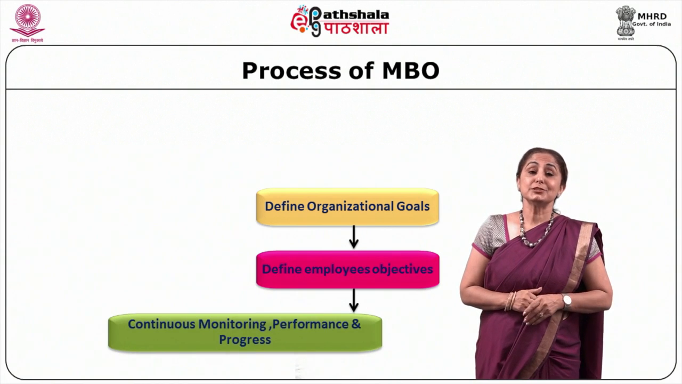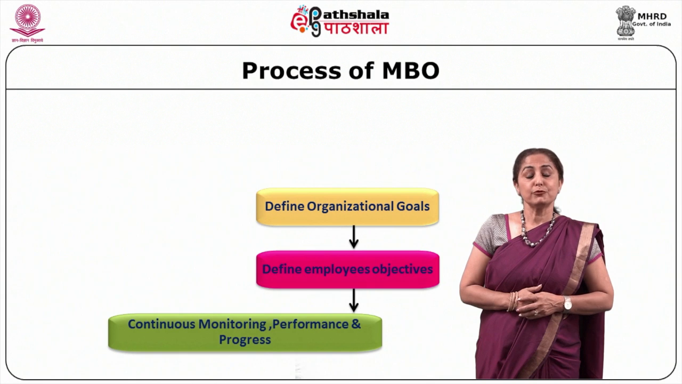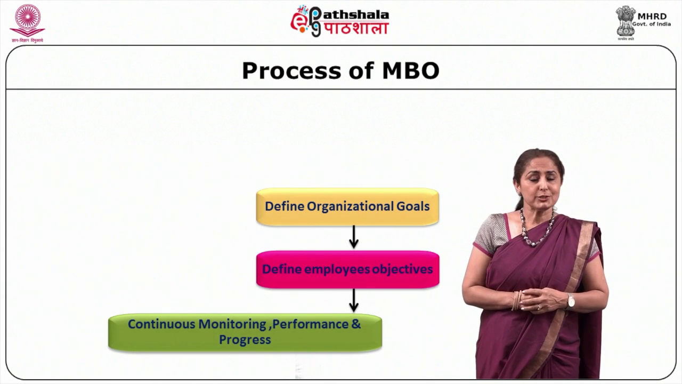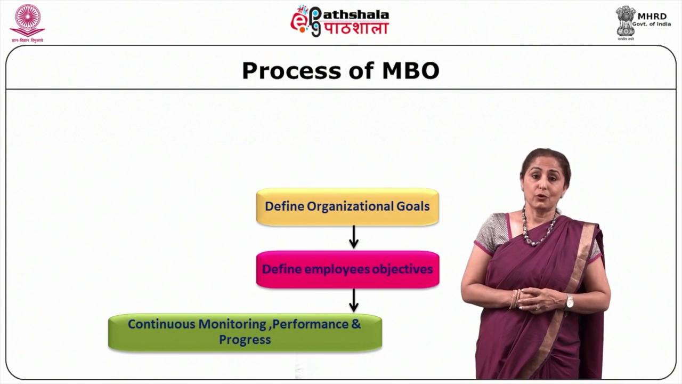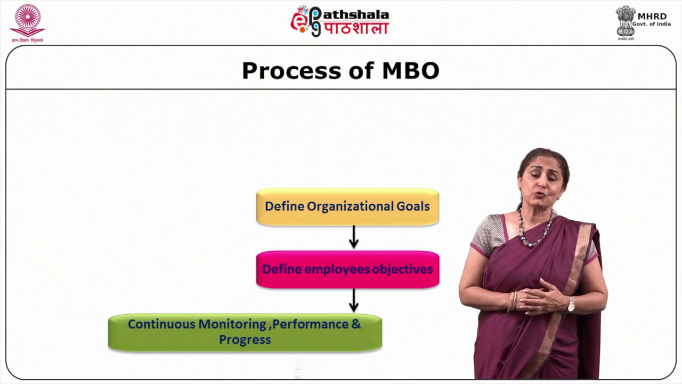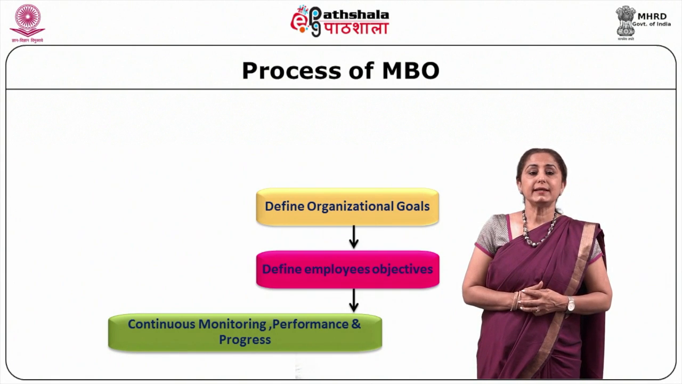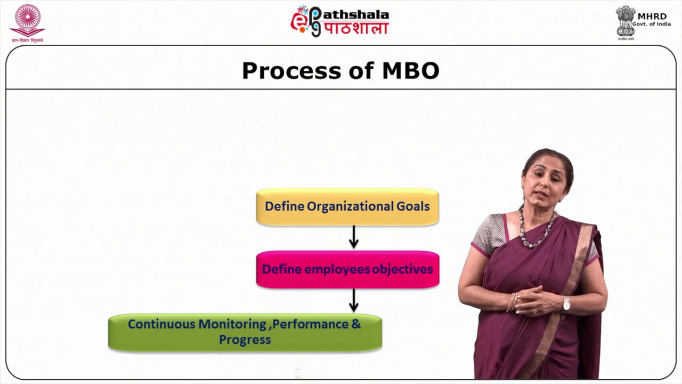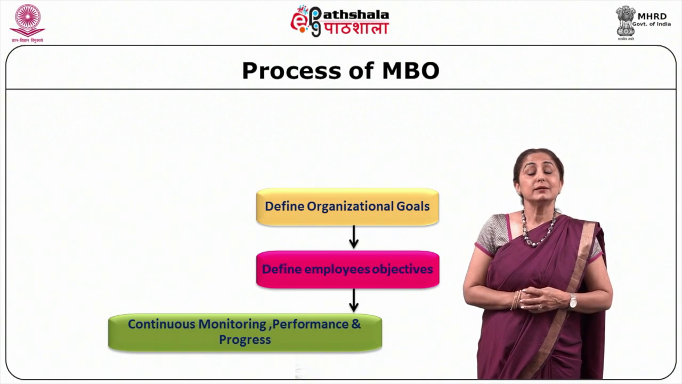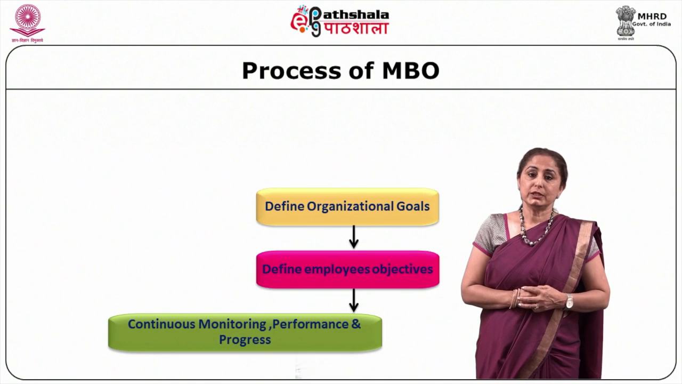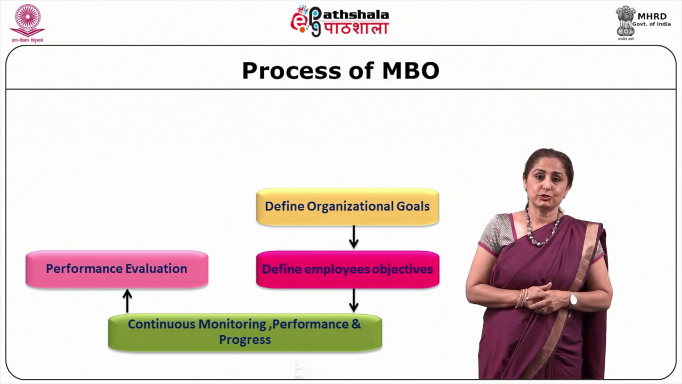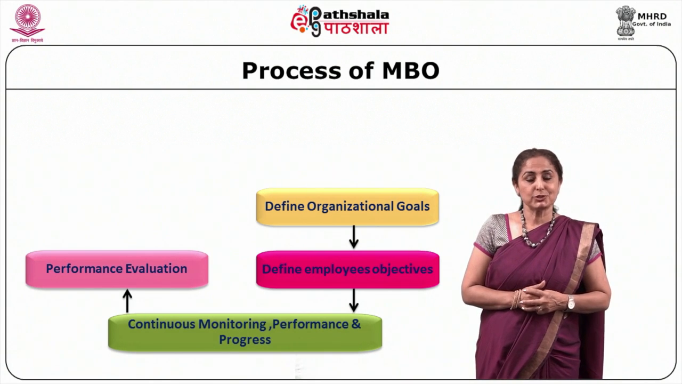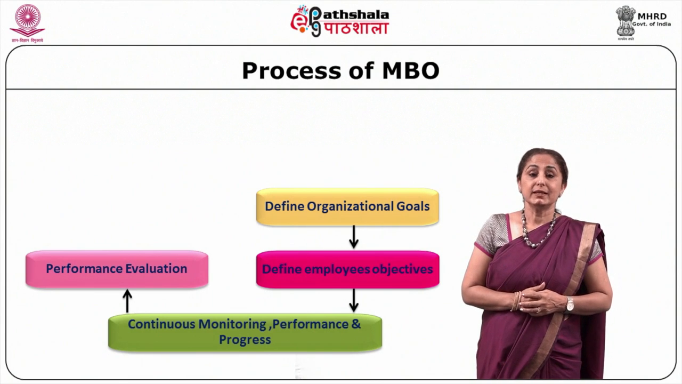The next step is the continuous monitoring of the performance and progress. The manager would very closely examine and monitor the progress of his employees. There would be some control measures that have been predetermined, and he would constantly motivate as well as check whether the employee is close to the objectives that he has slated out. The next step is performance evaluation. So, continuously, the manager would also keep evaluating, giving value judgments on the performance of the employee.